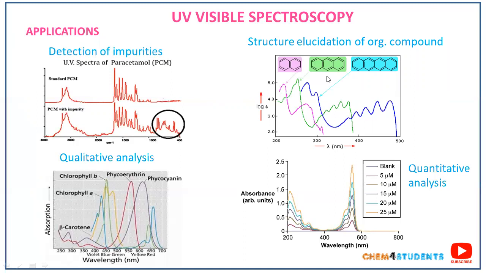And the last one is called molecular weight. We can measure the molecular weight by using UV visible spectroscopy. But here we need to prepare derivatives of these particular compounds. Then only we can measure or calculate the molecular weight of a particular sample. So these are all about UV visible spectroscopy.